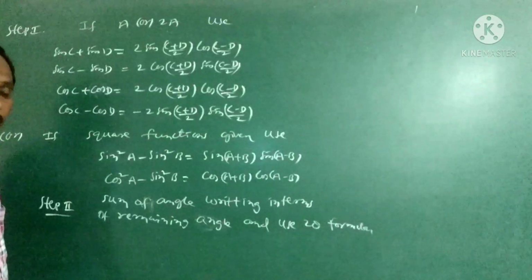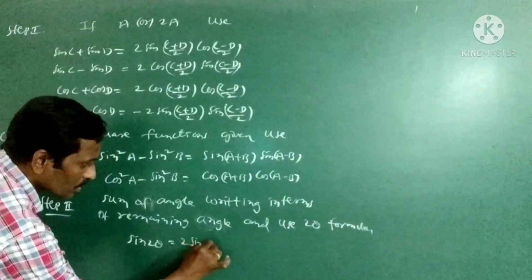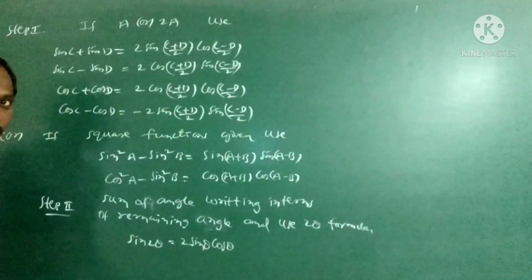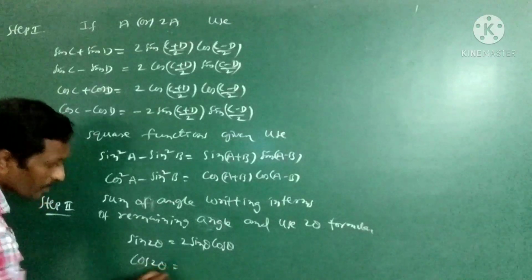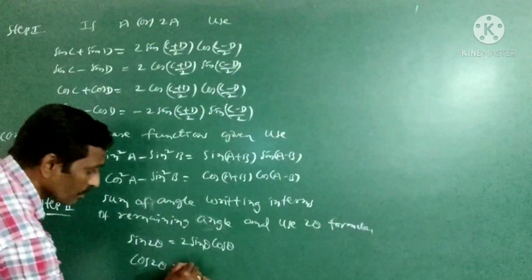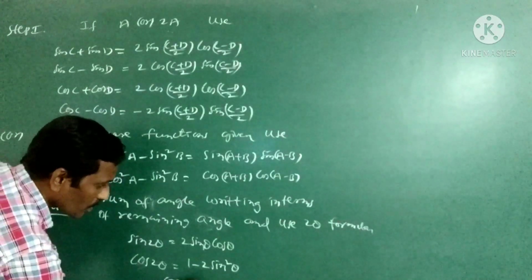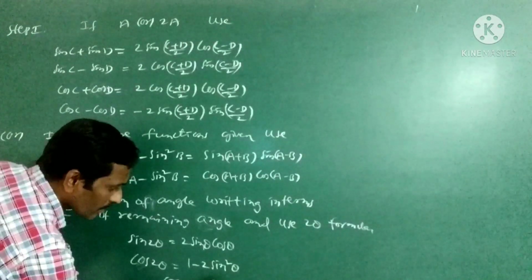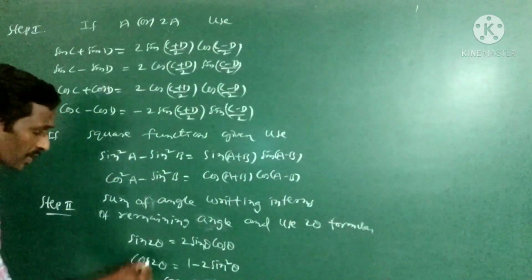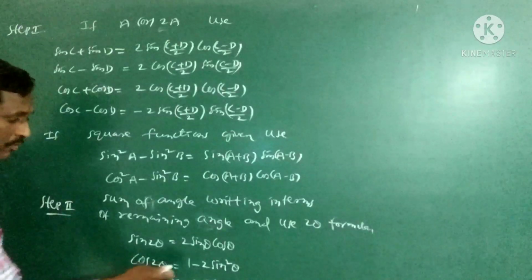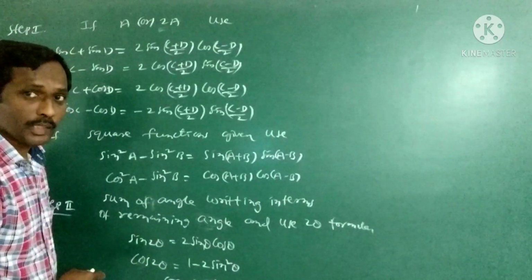So what are the 2 theta formulas we have? Sin 2 theta is 2 sin theta into cos theta. If it is a cos function, we use one of two formulas: 1 minus 2 sin square theta, or else 2 cos square theta minus 1. If they give a 2 multiple of an angle, we use this. If they give only theta, then the same formula in submultiple form we have to use.